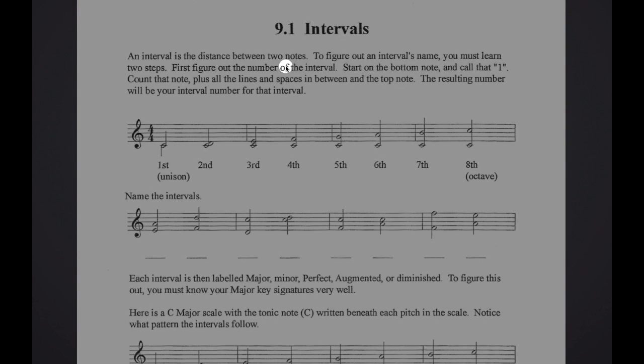Please memorize that. To figure out an interval's name, there are two steps. One is to figure out the number of the interval. The second step is to then figure out if the interval is major, minor, augmented, diminished, or perfect.